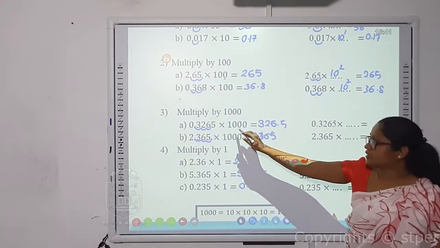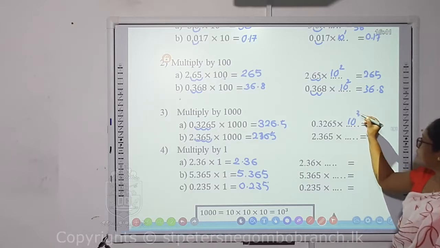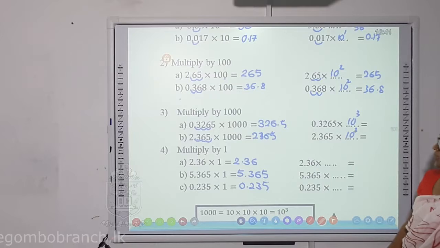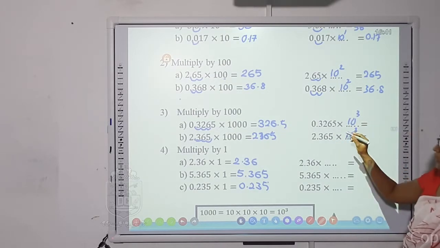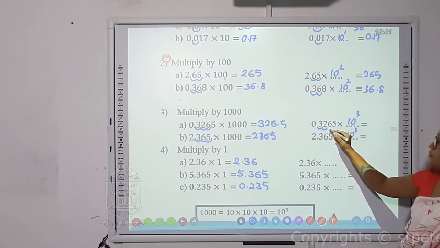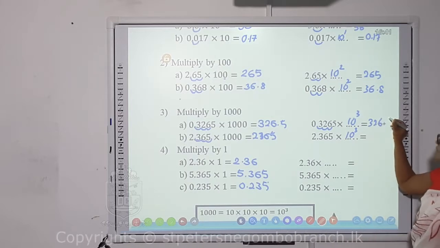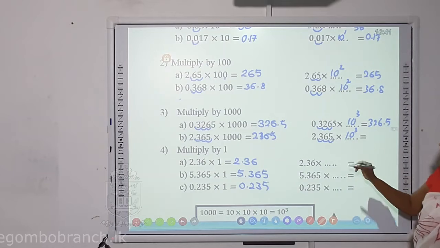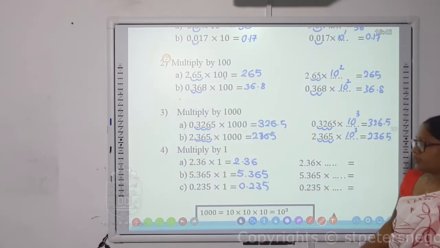Third question, you can see 1000. 1000 can be written as 10 to the power 3. Here also we can write as 10 to the power 3. So plus says what? Shift to the right hand side. 3 says by how many places? 1, 2, 3. The answer is 326.5. Right? And here also same. 1, 2, 3. So the answer is 2360. Okay.